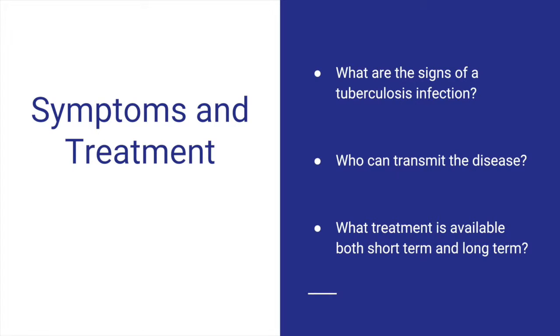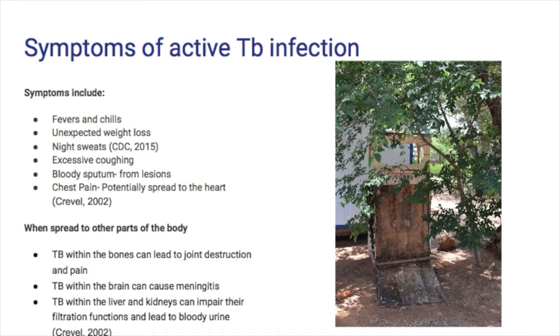So now I'll briefly talk about what the symptoms of tuberculosis are. So what are the signs of an infection, who can transmit the disease, and what the treatment options are for both short-term and long-term. So if TB begins that active form, if it is proliferating, a lot of symptoms will include the following. Fevers and chills, unexpected weight loss is often mentioned with tuberculosis, and it has been studied to show that people who do have that unexpected weight loss are at more risk for death by tuberculosis. It's been shown that night sweats are a big problem, excessive coughing, which can induce the spreading of tuberculosis, bloody sputum from these lesions within the lungs, and chest pain.